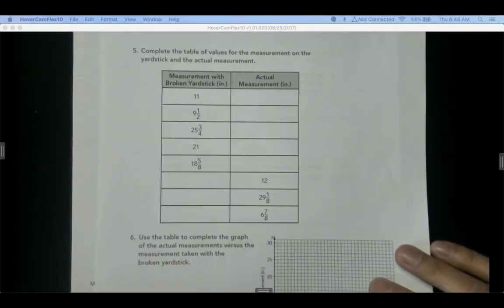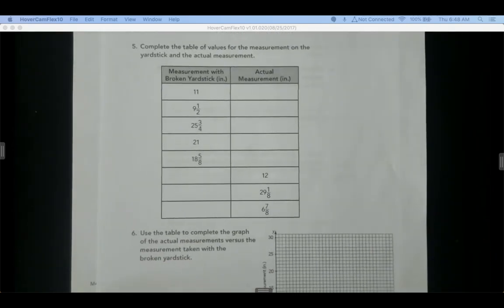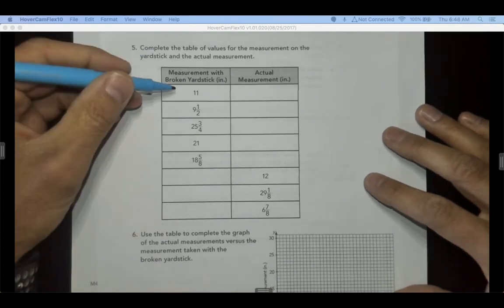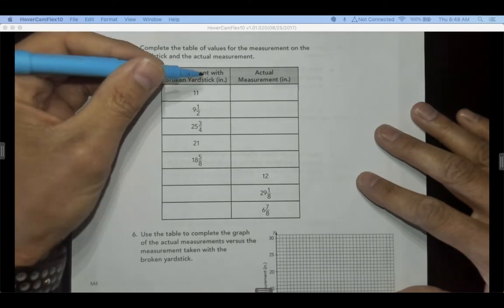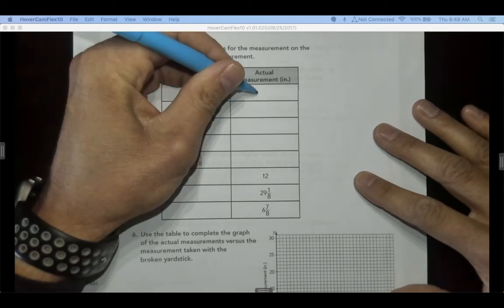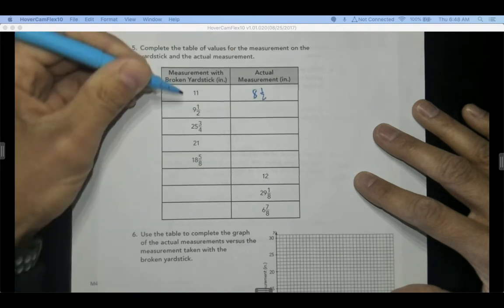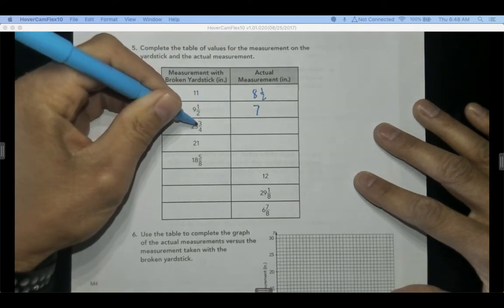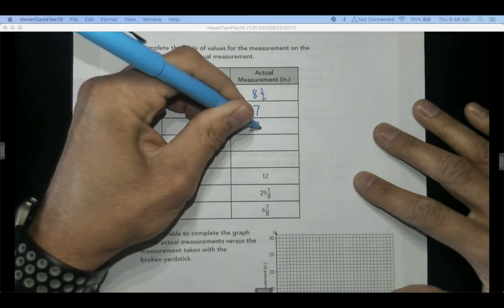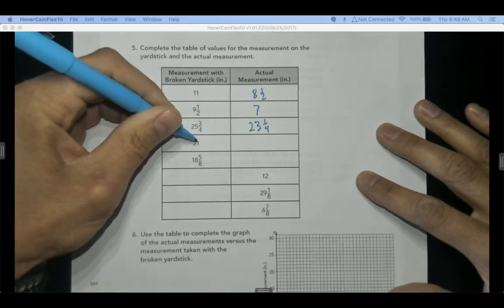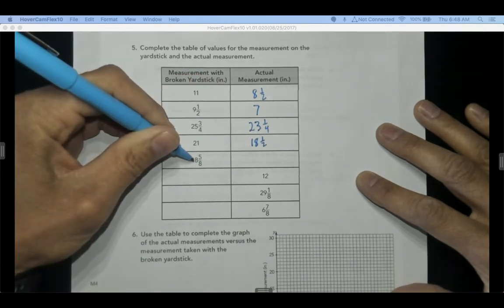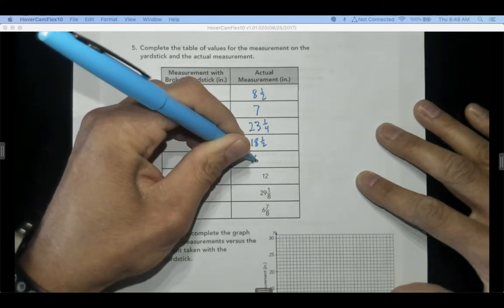Number 5, complete the table of values for the measurement on the yardstick and the actual measurement. Okay, so if it's this, I have to subtract 2.5, so this would be 8.5. If it's this, I have to subtract 2.5, so it'd be 7. If it's this, I'd have to subtract 2.5, so it'd be 23 1/4. If it's this, 18 1/2. If it's this, 16 1/8.